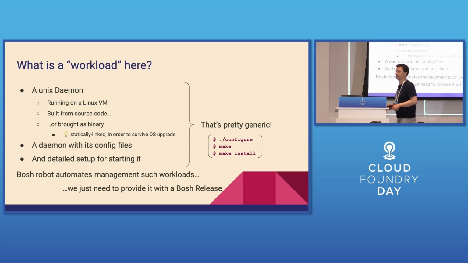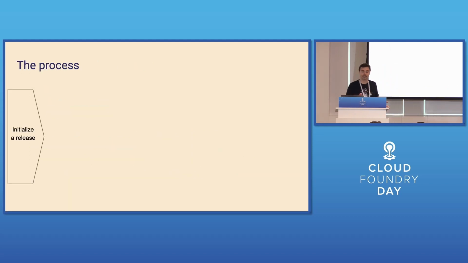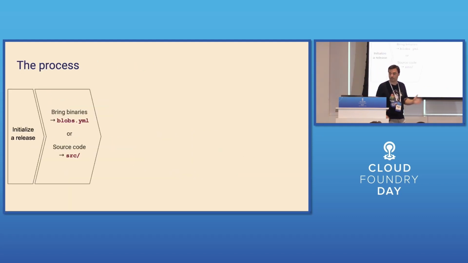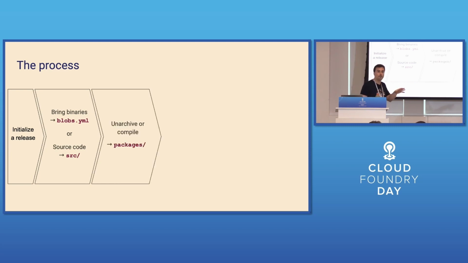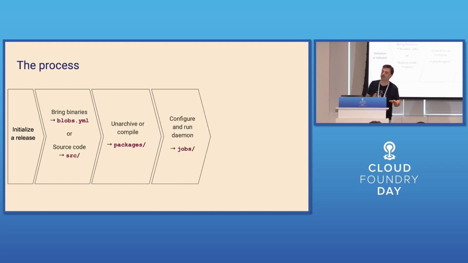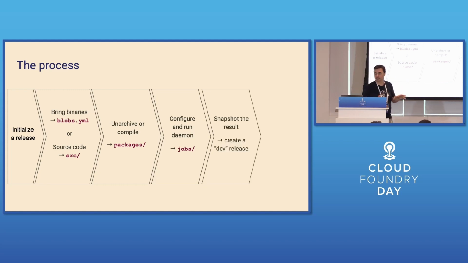So that's the point. So what's the process? Initialize the release, bring some binaries into a file named blobs.yml, and source code into a src subfolder of the BOSH release, then archive or compile those. This will happen inside the packages subdirectory of the BOSH release. And configure and run a daemon. This will happen in the jobs subdirectory.